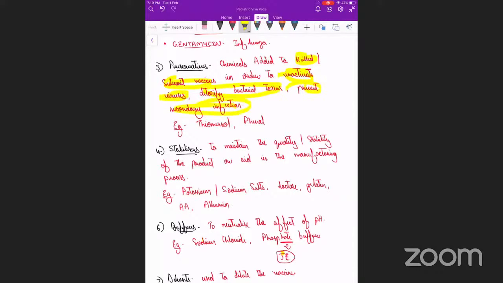Next is the stabilizers. Why do we use stabilizers? They are used to maintain the quality or stability of the product, okay? Next is the buffers. And as the name suggests, they are used to neutralize the effect of the pH, okay? And finally comes the diluents and the emulsifiers. Diluents are used to dilute the vaccine.